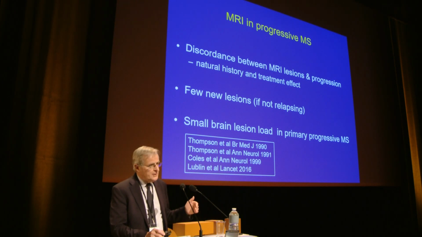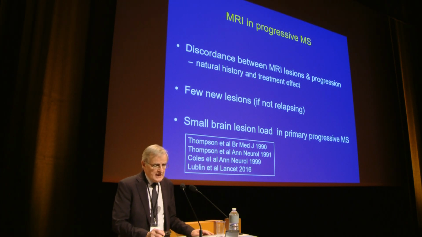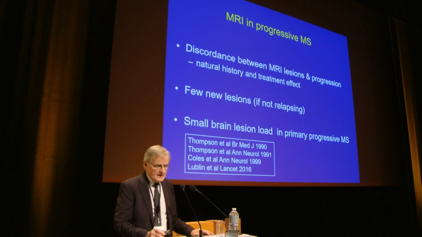But if people are in the progressive phase of MS, not relapsing, they tend to have few new lesions, and if they have primary progressive MS, quite often they can have a small brain lesion load. And Alan Thompson particularly highlighted these findings in the early 1990s.